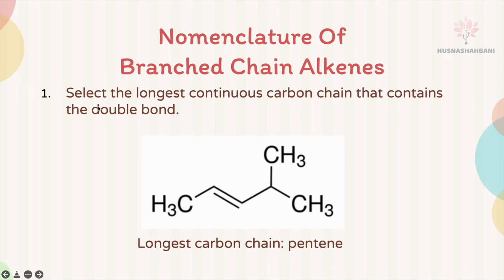Nomenclature of branch chain alkenes. First step, select the longest continuous carbon chain that contains the double bond. So here 1, 2, 3, 4, 5. The longest carbon chain that contains the double bond is 5 carbons. So it is pentene, with E-N-E at the back to show that this is an alkene.